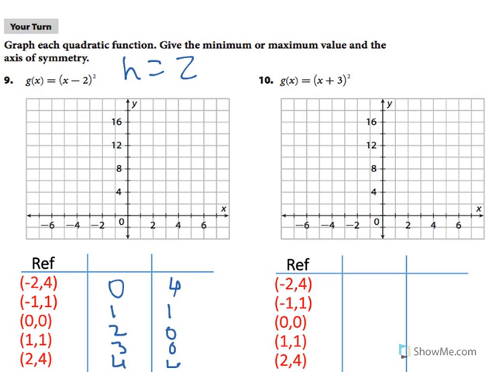Right, so we can graph that. 0, 4 is here. 1, 1. So 1, 1 maybe there. And 2, 0 is here.